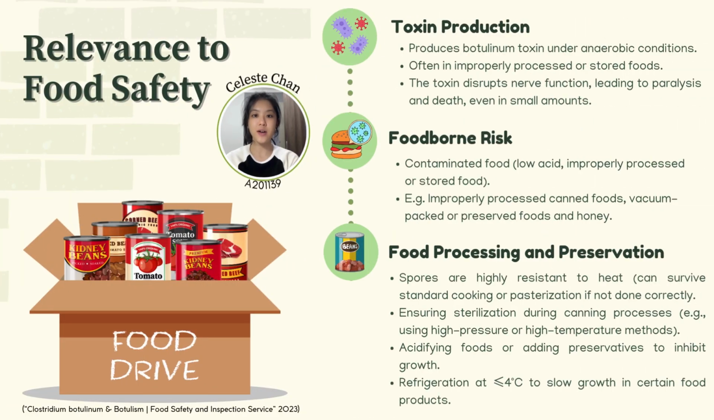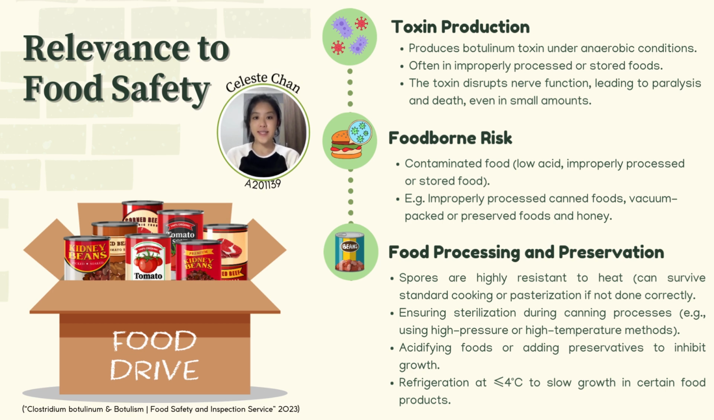Moving on, I'm going to talk about the relevance to food safety. Firstly, Clostridium botulinum produces botulinum toxin under anaerobic conditions. It is often present in improperly processed or stored foods. The toxin disrupts nerve function, leading to paralysis and death even in small amounts. Next, it is also connected to foodborne risk. Foods with low acid are prone to this risk. For example, improperly processed canned foods where sterilization was insufficient, vacuum-packed or preserved foods, including smoked or salted fish, and improperly processed honey, which is linked to infant botulism.